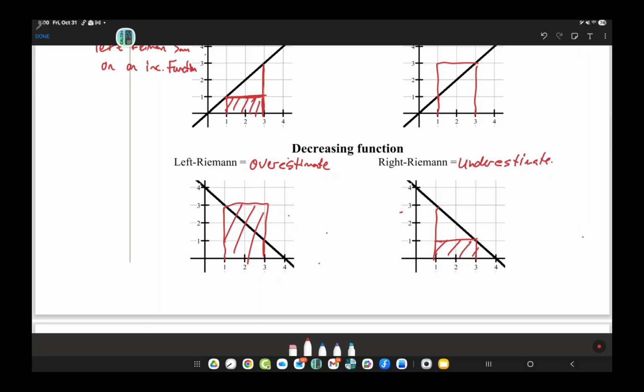So you need to understand if I'm using the smaller value or larger value for these Riemann sums. Using the larger value obviously leads you to an overestimate. The lesser value will lead you to an underestimate.